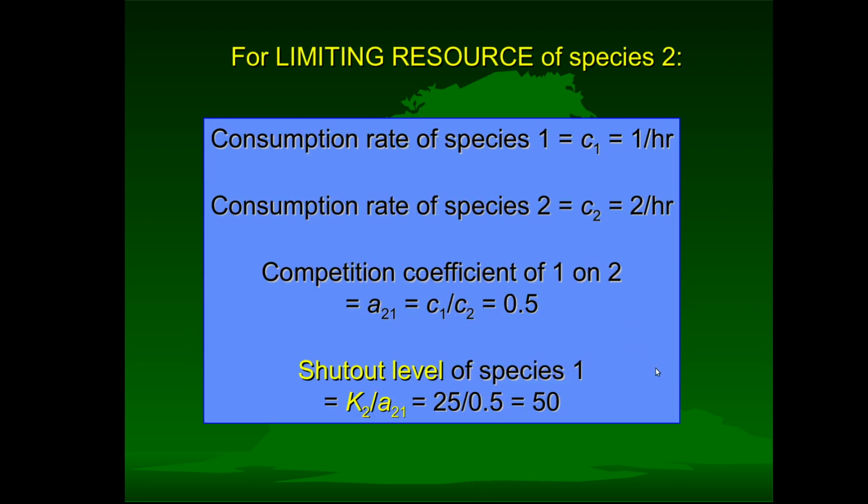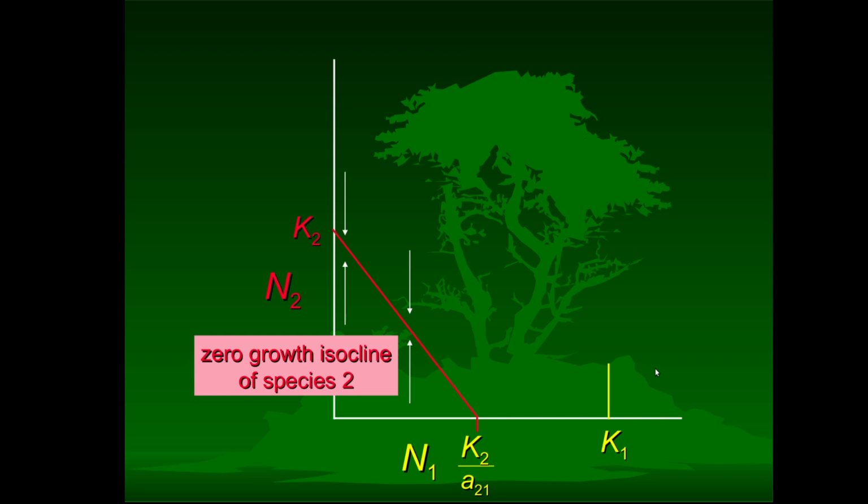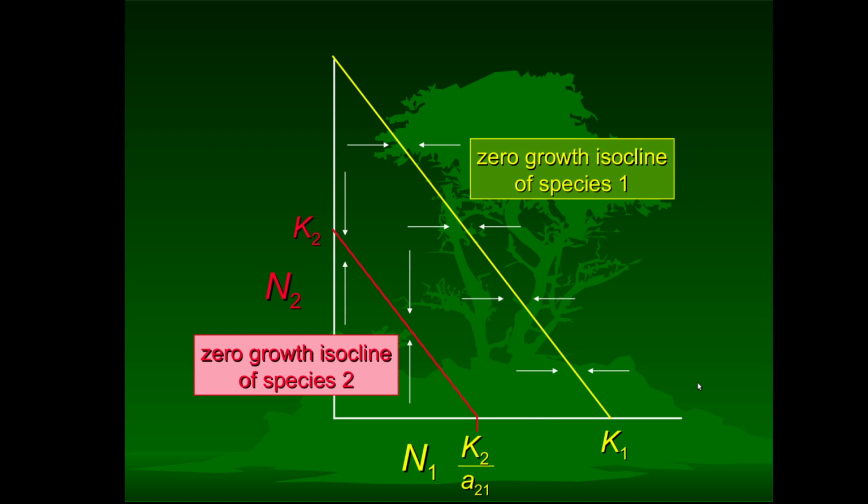Okay, so we can label the shutout levels on the isocline plot and draw the zero growth isoclines for both species. The endpoints for each species are its potential carrying capacity and the other species' shutout level. All along this line, population growth for that species is 0. So once we have both zero growth isoclines drawn, we can then analyze the competitive relationship visually and see what the outcome is.